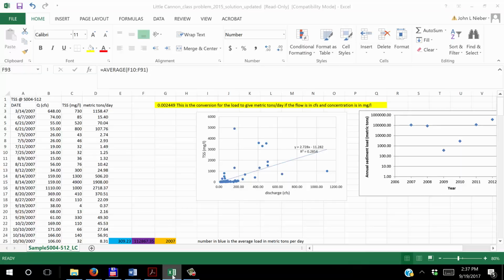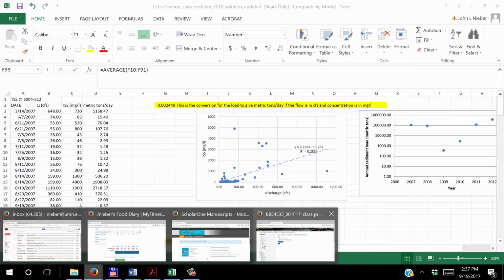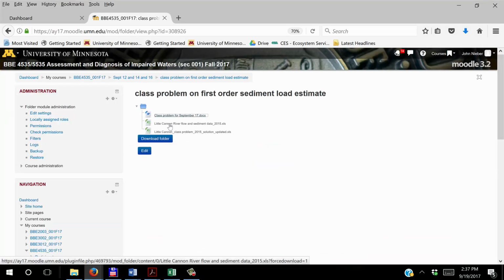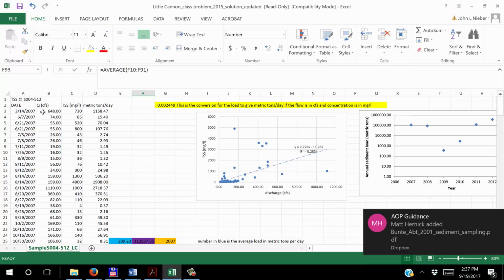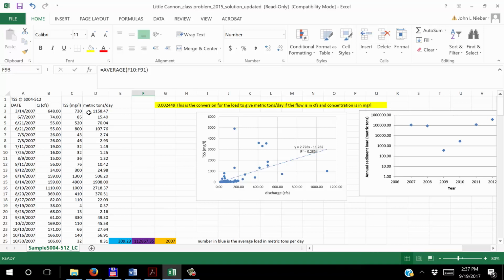Okay, so as I mentioned, the files are here. You go to the first Excel spreadsheet or go to the second one, and I'll go to the second one because it's got the results in it. So this is what the Excel spreadsheet looks like if you were to open up the first one. It's got the date of the sample, the discharge on the date of the sample, and the TSS in milligrams per liter. And then we've calculated here the load using this discharge, this concentration with the conversion factor to give metric tons per day.